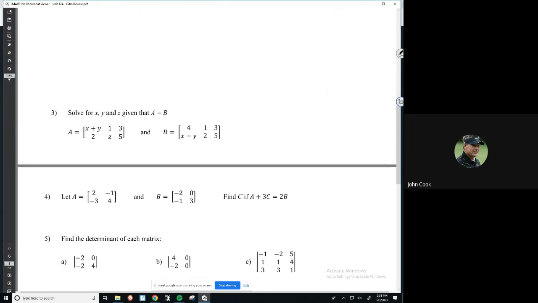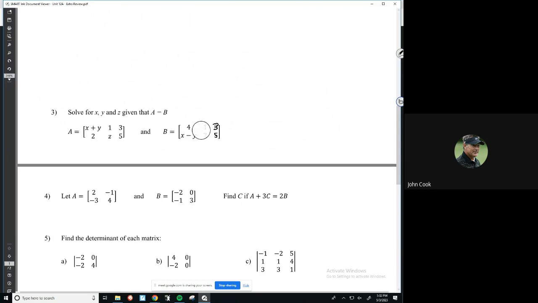Okay, next up we have to solve for x, y, and z, given that A is equal to B. If A is equal to B, then that means each individual corresponding term should be the same. Notice that I've got a 1 here, and in the same spot in the other matrix, a 1, a 3 here, and a 3 here. They're all going to be the same.